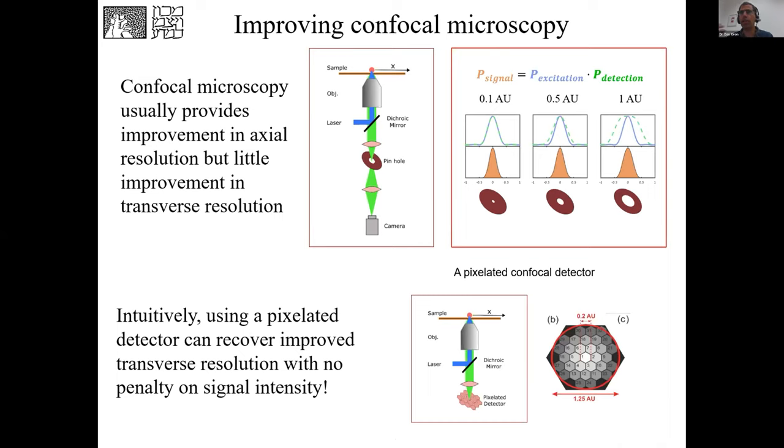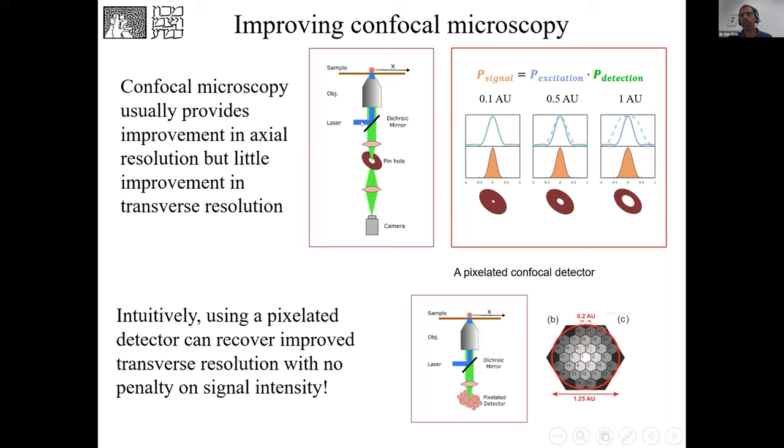And it was well known already from the beginning that you can use a confocal in which you image the fluorescence onto a pinhole and only then onto your detector. You can improve the lateral resolution if you close the pinhole sufficiently. But if you close the pinhole, you lose almost all the fluorescence. So maybe you lose 90% of the fluorescence in order to gain a factor of square root of 2 in resolution. And that doesn't make sense.